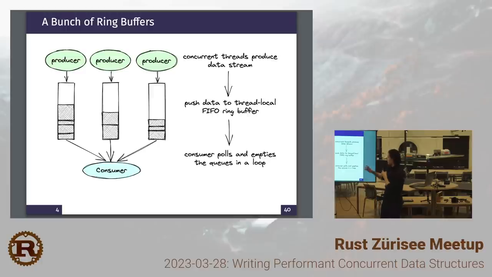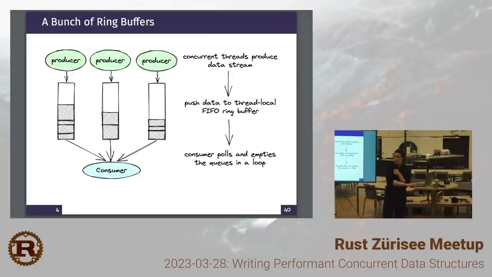So the design is basically for every single producer, we have a single FIFO ring buffer allocated, which is solely owned by the producer, and the producer pushes data to this thread local FIFO ring buffer, and the consumer pulls it. And the nice thing about this is that the synchronization mechanisms, and the workings of how memory is shared, is very well understood for these ring buffers, so they can be written in a relatively safe way.